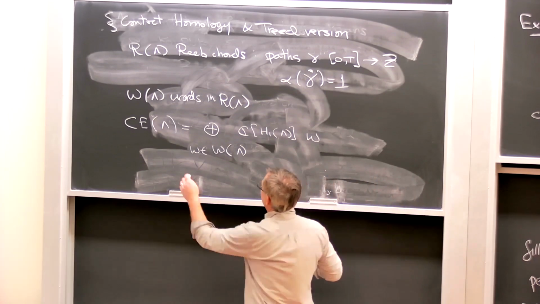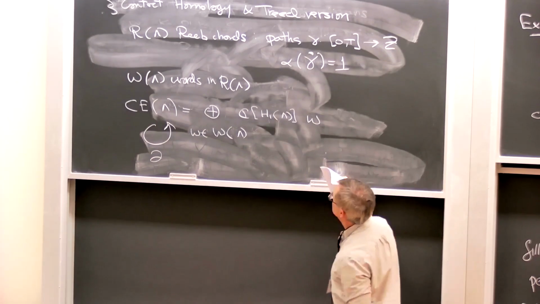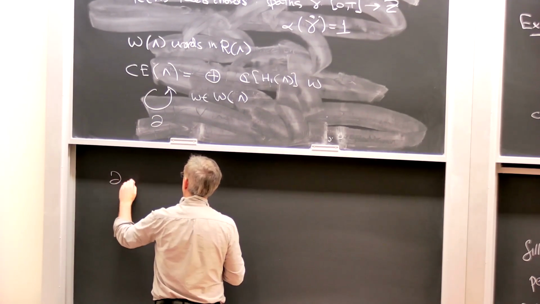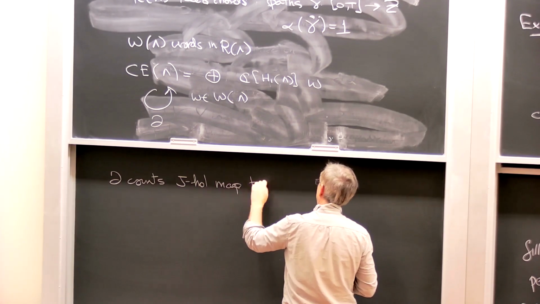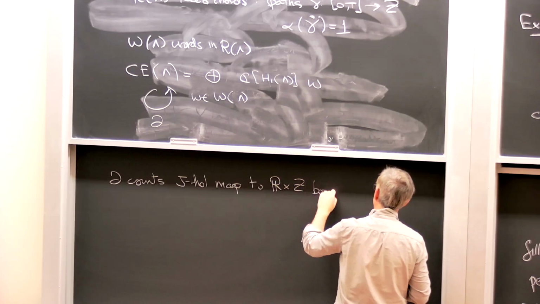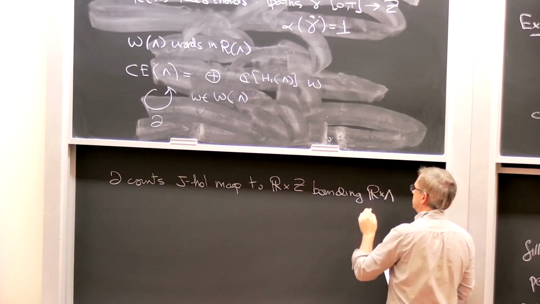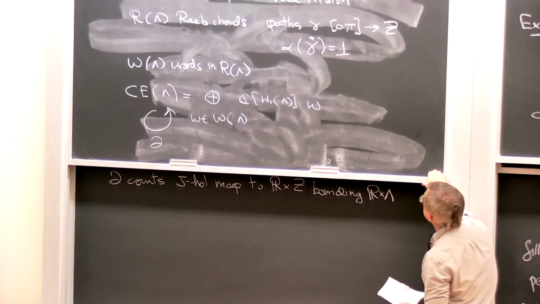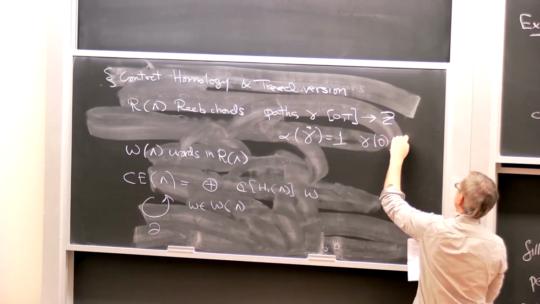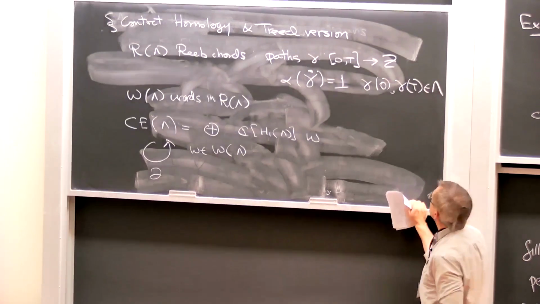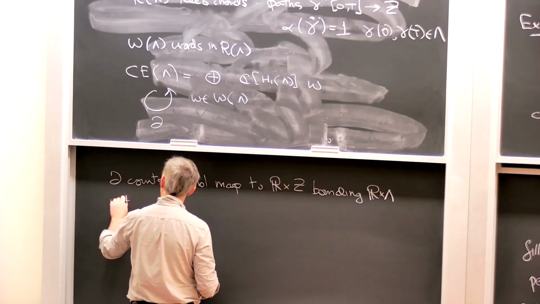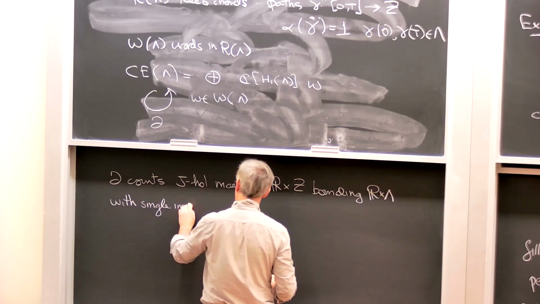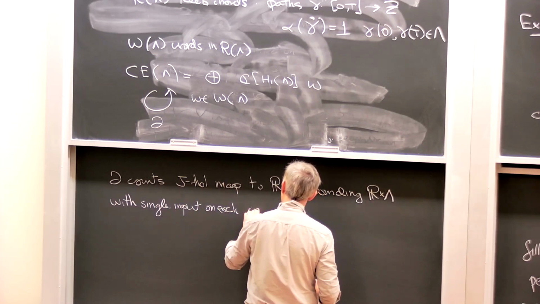Okay, and then there's supposed to be a differential delta, which counts J-holomorphic maps to the symplectization R times lambda, with a single input on each component.